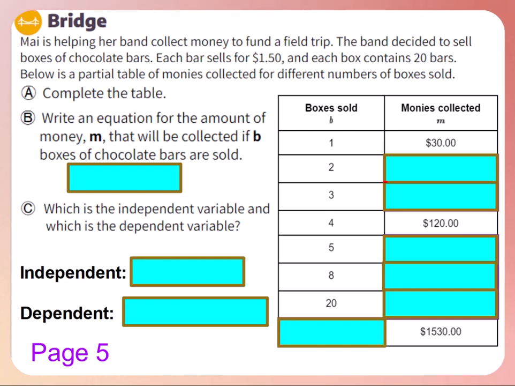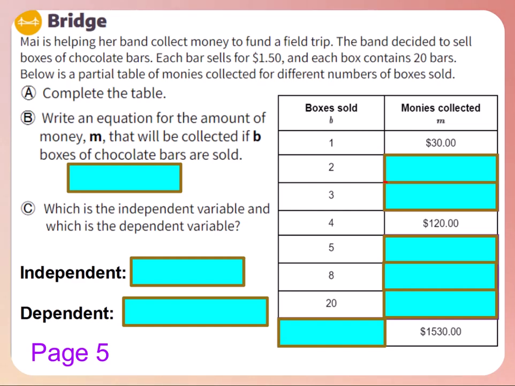All right, we're starting with the bridge. So let me read that, and then I'm going to ask you to fill in the chart that's on page 5. Turn to page 5. Mai's helping her band collect money to fund a field trip. The band decides to sell boxes of chocolate bars. Each bar sells for $1.50, and each box contains 20 bars. Below we have a partial table of monies collected for different numbers of boxes sold.